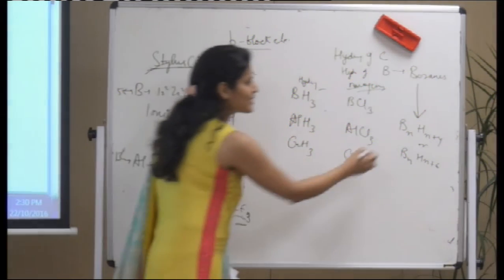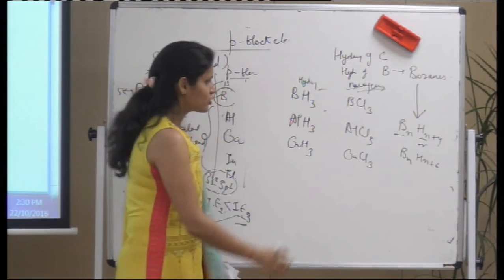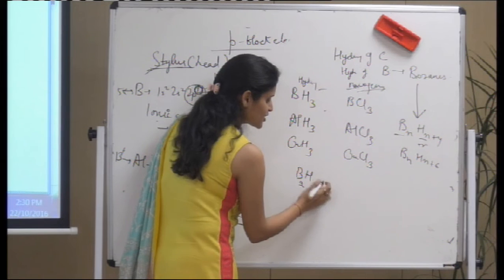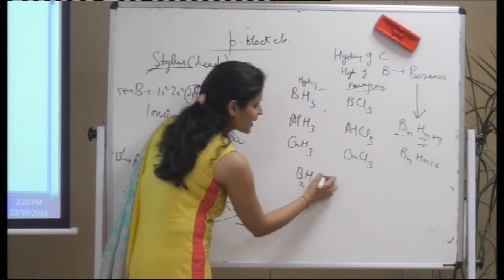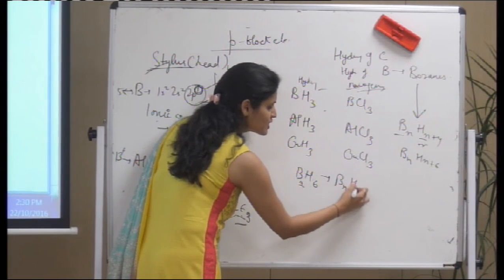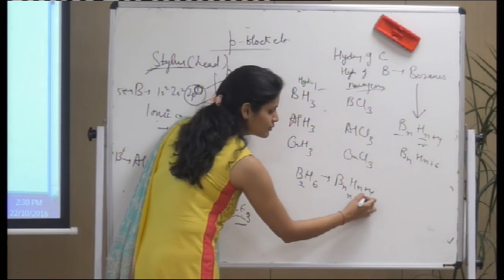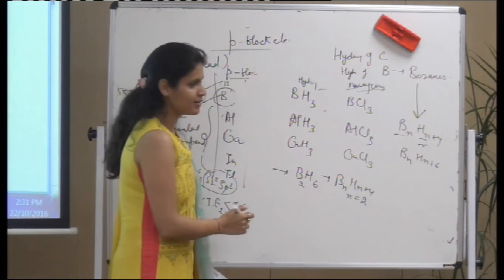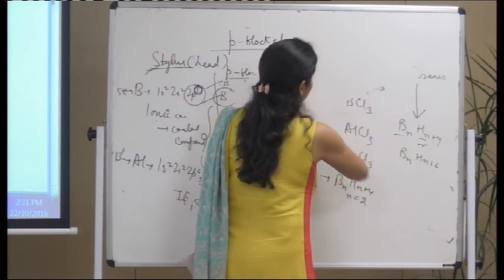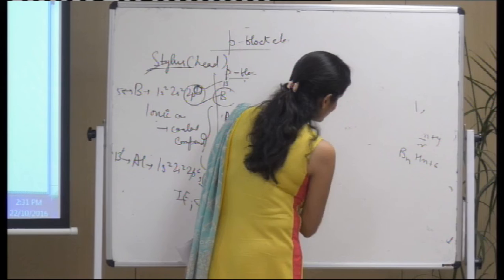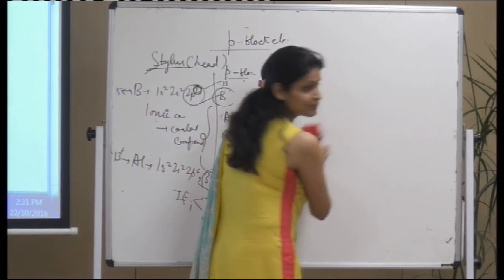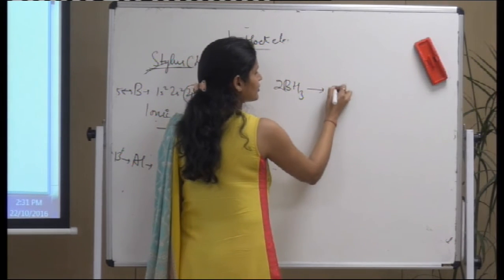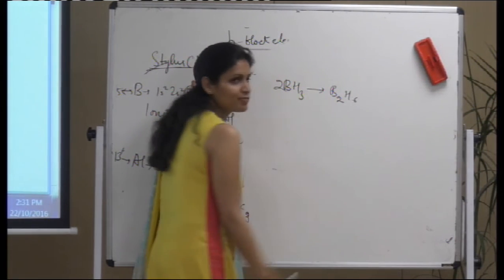So basically they are kind of hydrides, right? If I am taking BH3 or B2H6, it is complying with the formula BnHn+4, where n is equal to 2. So this is an example of borane. B2H6 is a dimer of BH3, no?